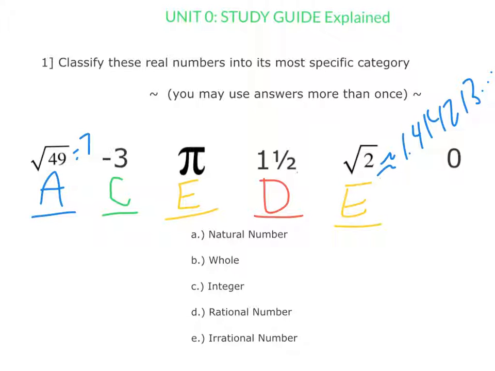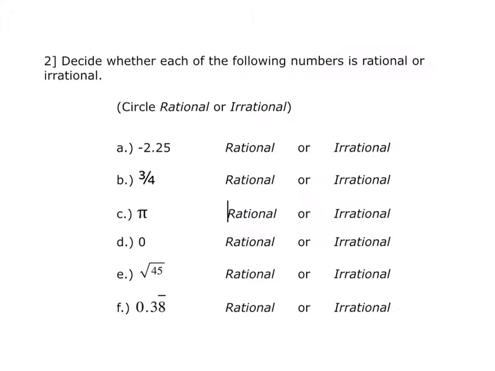And 0 is our first whole number. Whole numbers are 0 and up. So for 0, you should have said B, whole number. Part 2. Decide whether each of the following numbers is rational or irrational. A, -2 2/5. -2 2/5 could also be written as the ratio or the fraction -2 1/4.